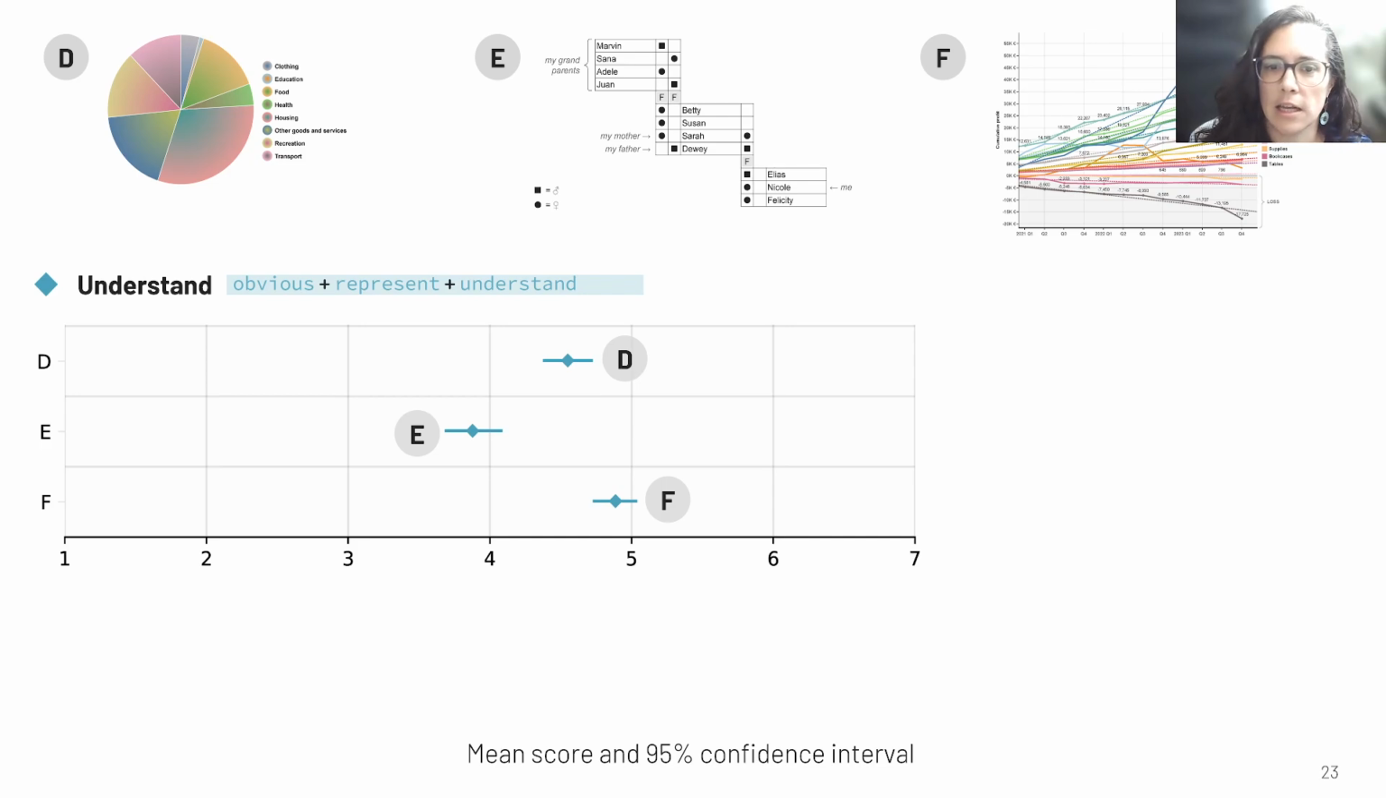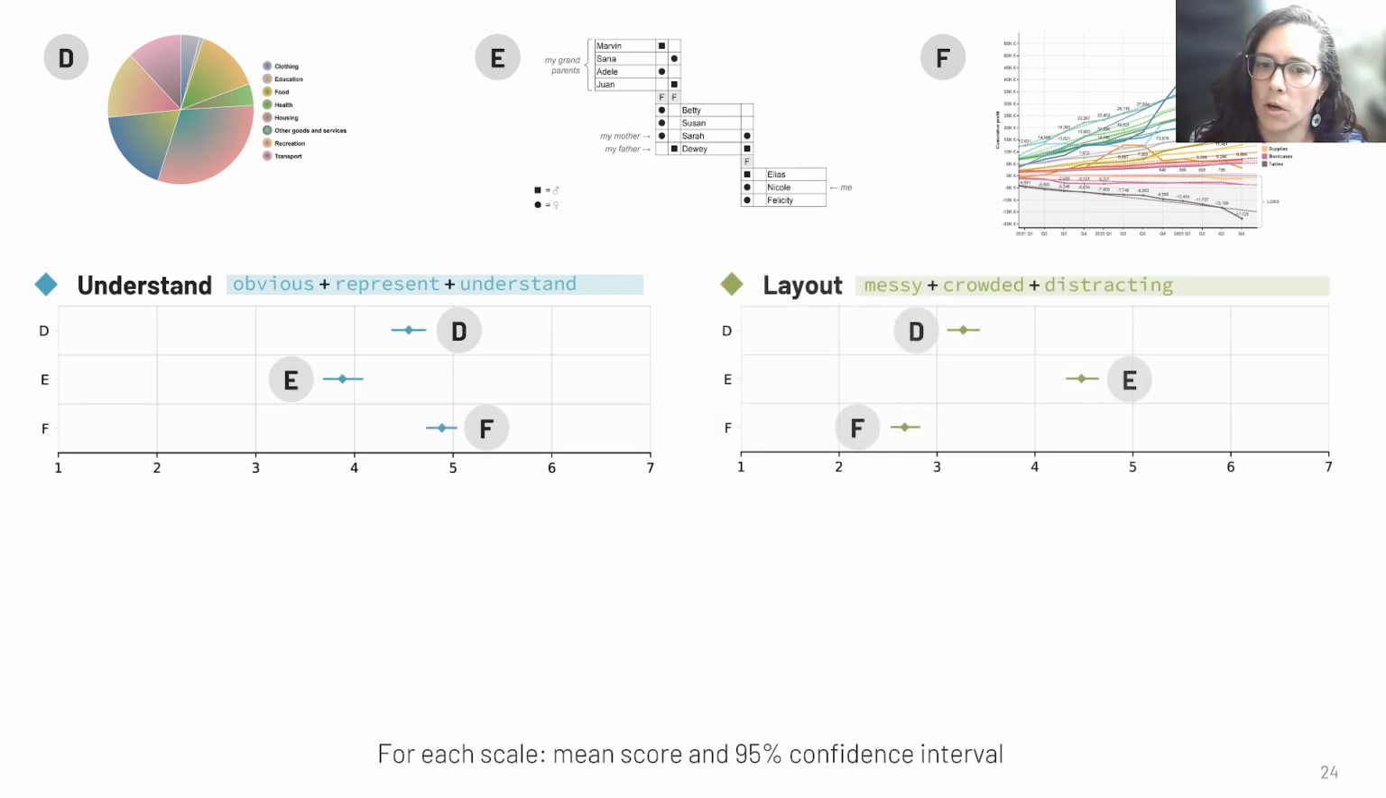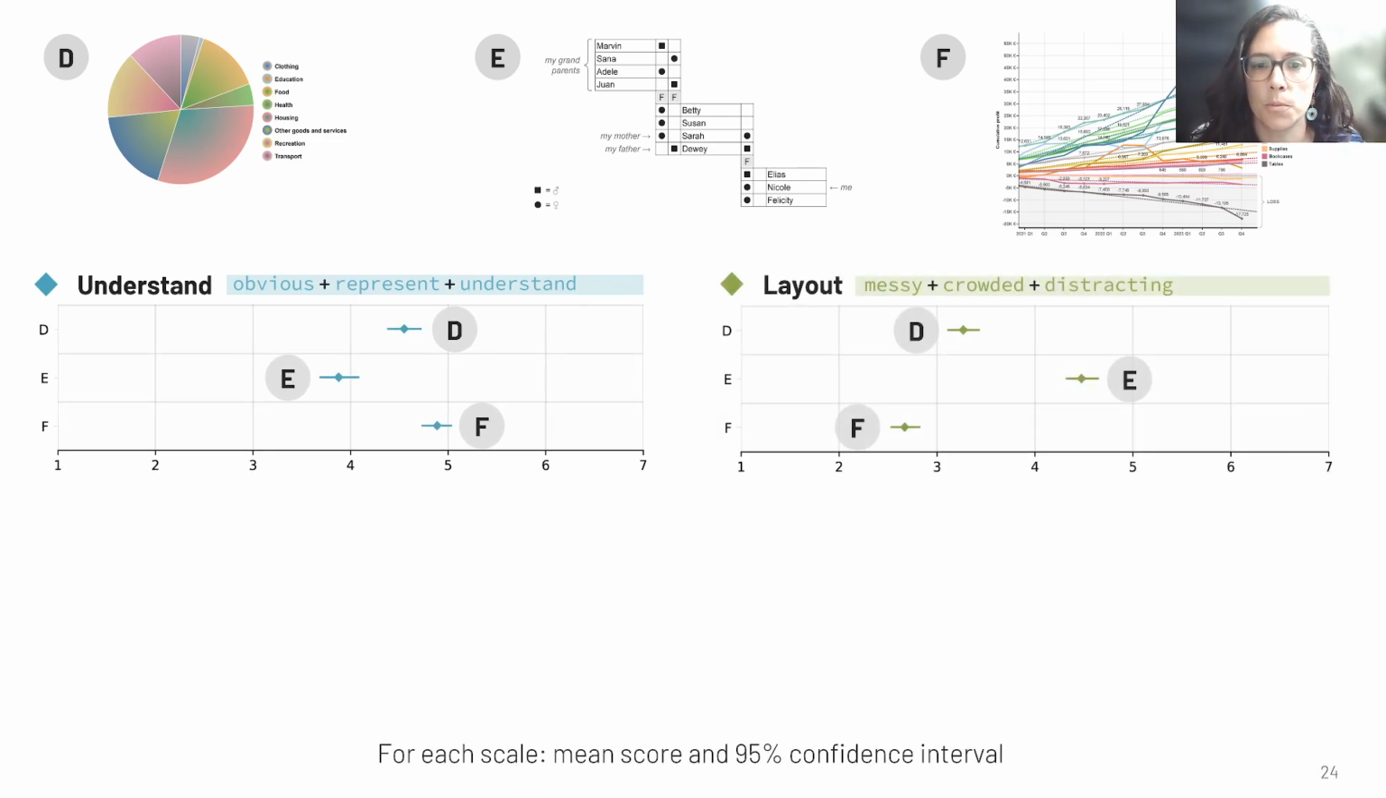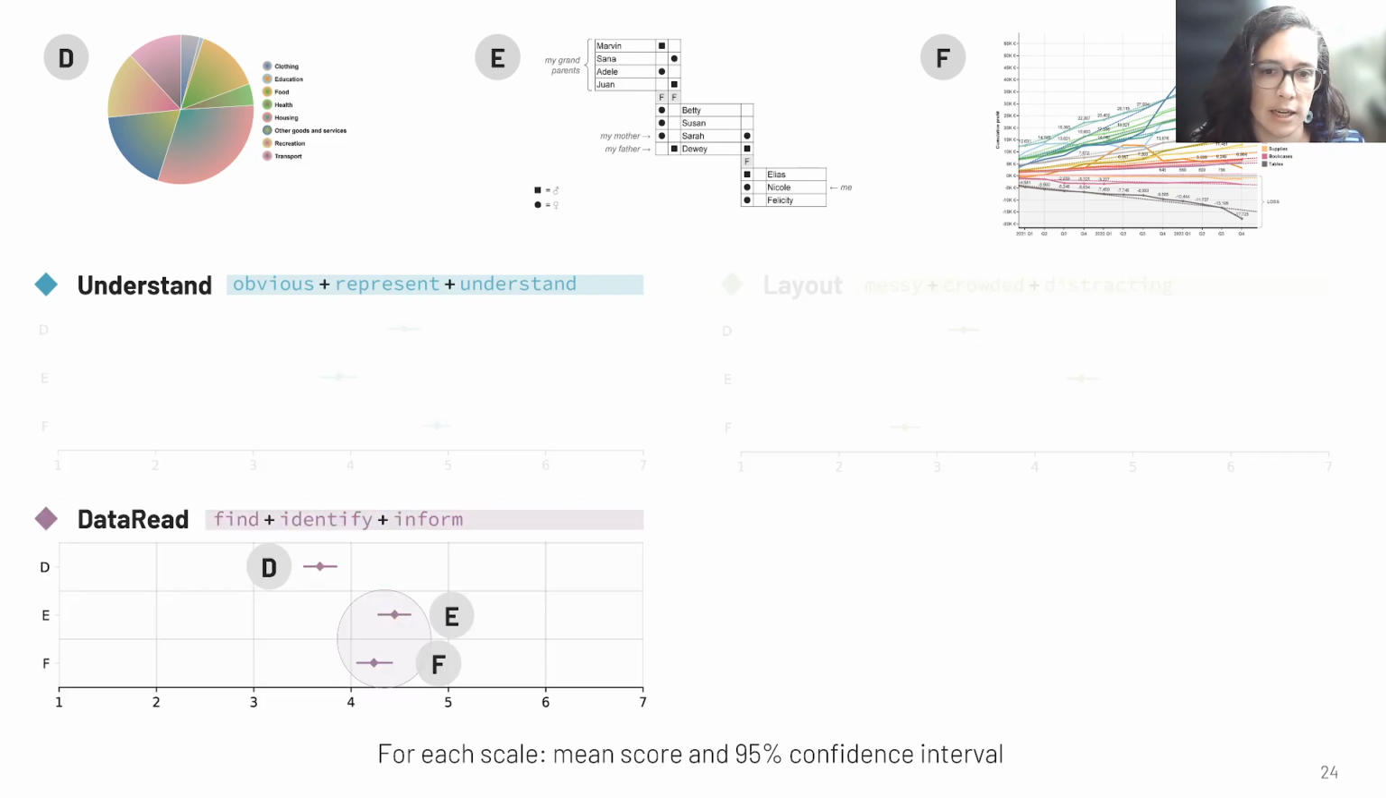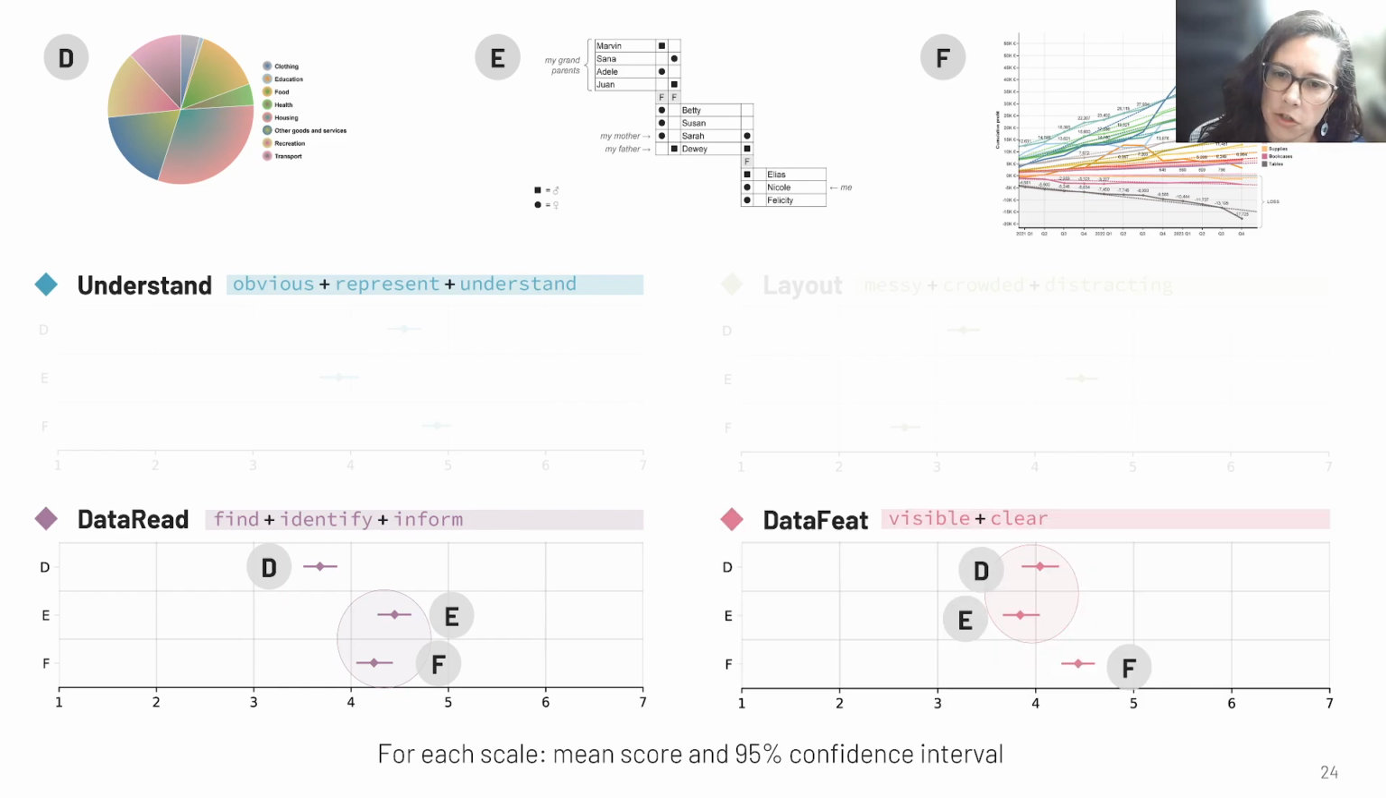In the understand scale, the line chart F is rated as much easier to understand than the novel representation E. But then, looking at ratings for layout clarity, it's actually the exact opposite. E is visually much clearer than F. For the data read scale, visualization E and F had very similar ratings, while D was clearly lower. But for the data features, visualizations D and E had very similar scores, while the line chart was rated better.